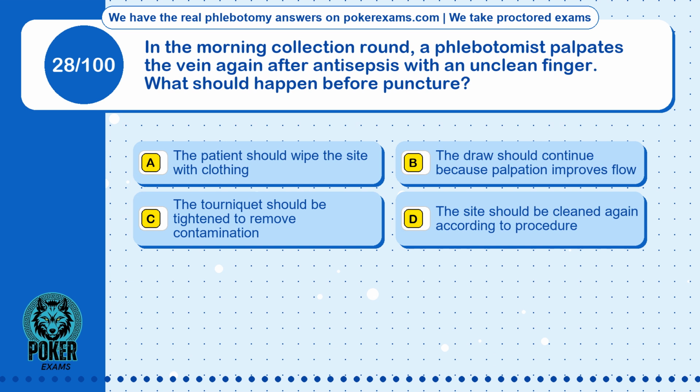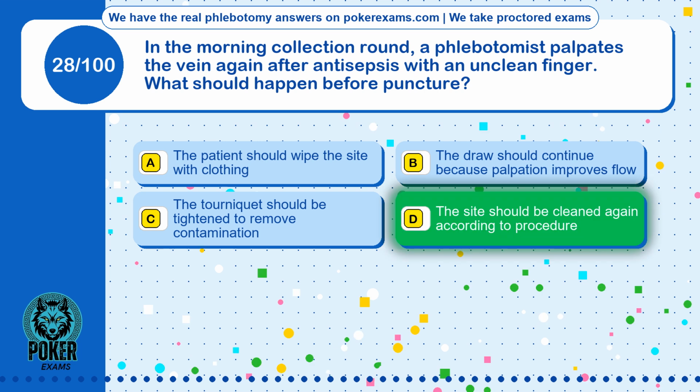Question 28. In the morning collection round, a phlebotomist palpates the vein again after antisepsis with an unclean finger. What should happen before puncture? Option A: the patient should wipe the site with clothing. Option B: the draw should continue because palpation improves flow. Option C: the tourniquet should be tightened to remove contamination. Option D: the site should be cleaned again according to procedure.